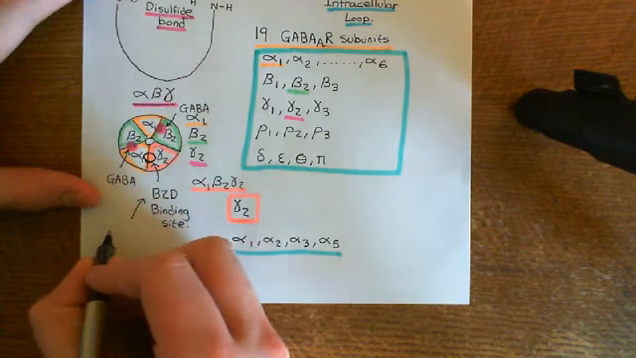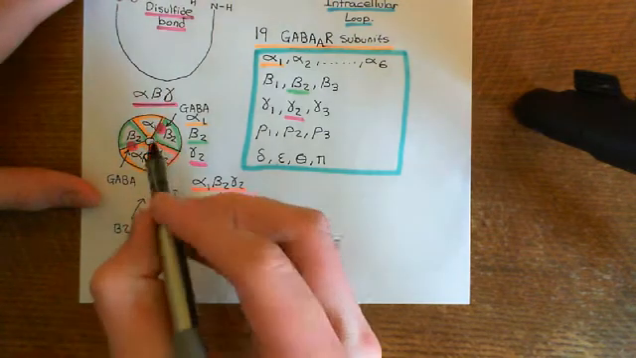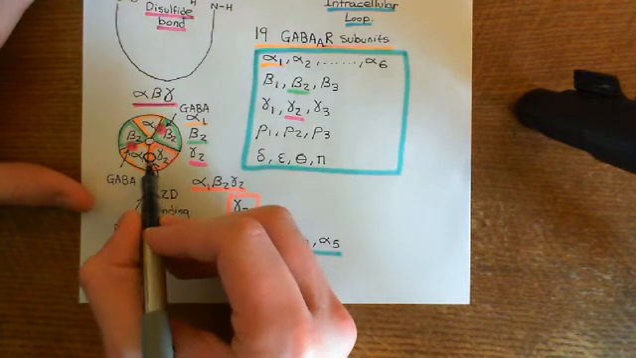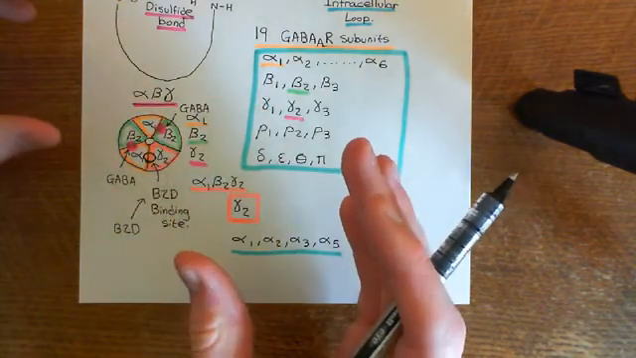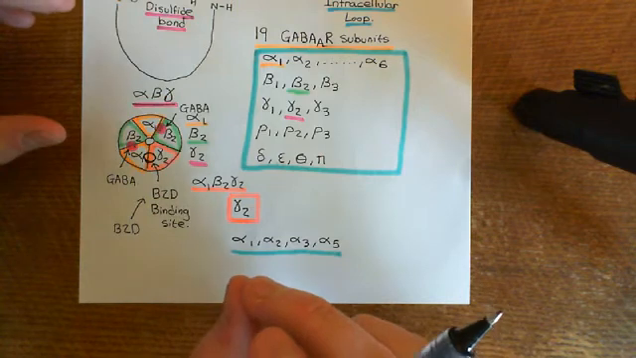Okay, so I'll put this in. The benzodiazepine will bind in the benzodiazepine binding site. Once it is bound there, the GABA-A receptor will undergo a conformational change, and it does not, repeat, it does not cause it to open.